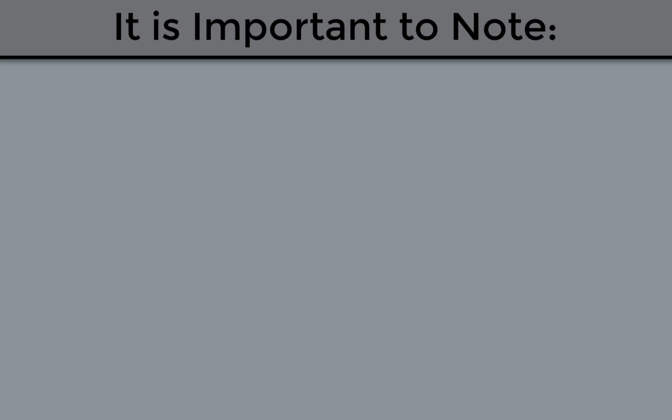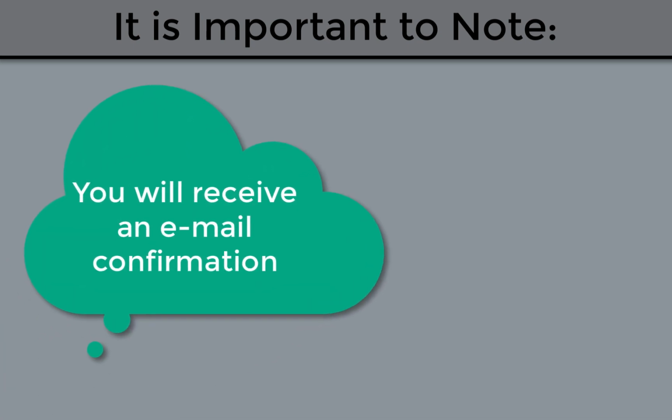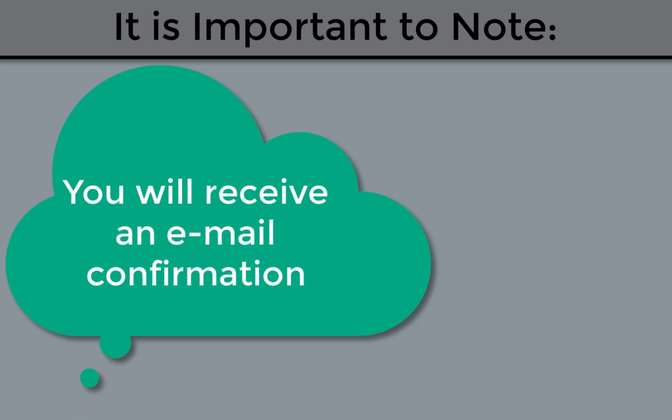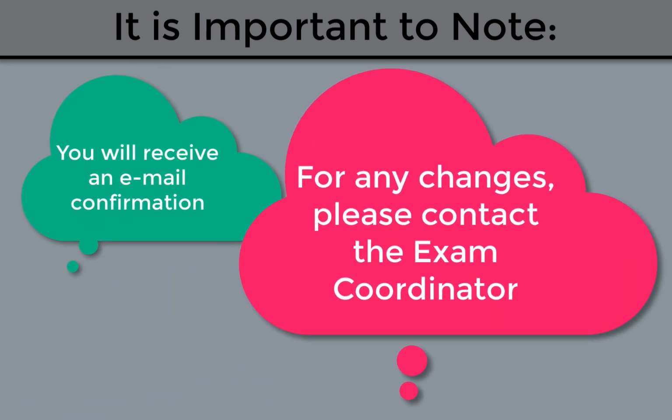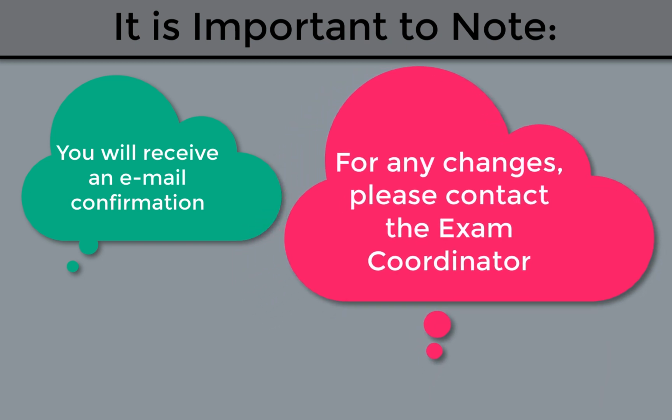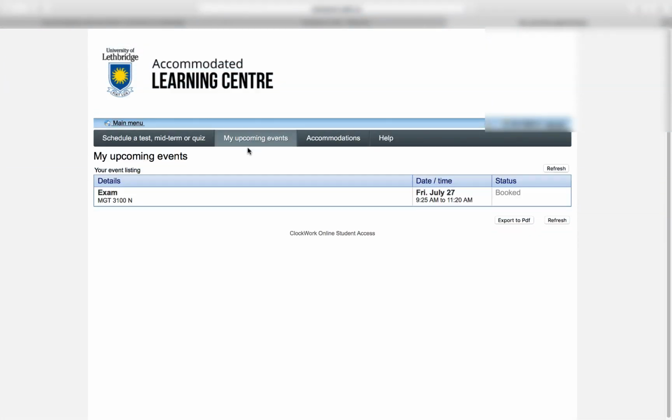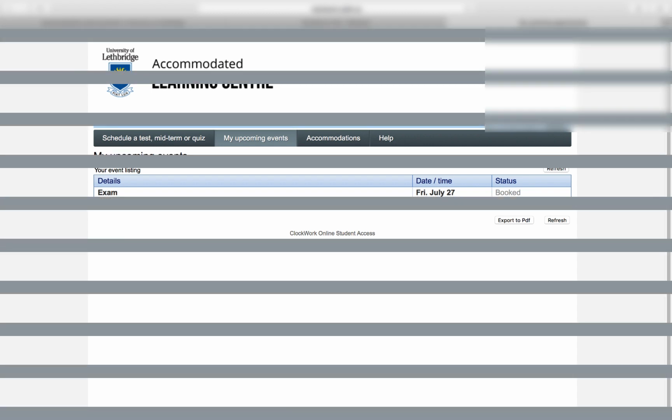It is important to note, you will receive an email confirmation of your booking once you have completed all 7 steps. If you notice an error or need to make a change to your booking, you must contact our exam coordinator to make the changes. You can also go to the My Upcoming Events tab to view all booked exams. All booked upcoming exams will show up in this area. It is important to check this regularly to ensure you have booked your exams.